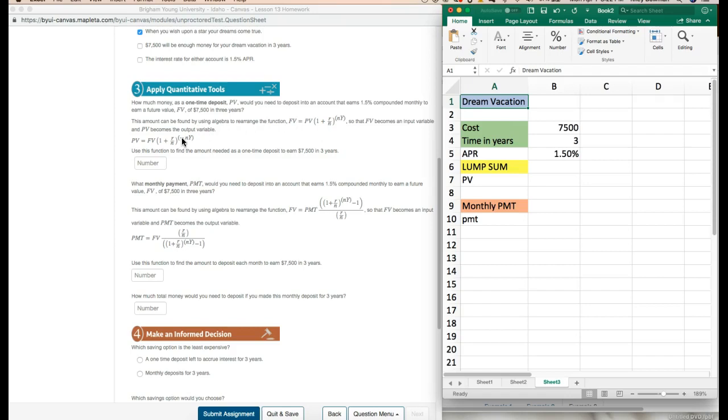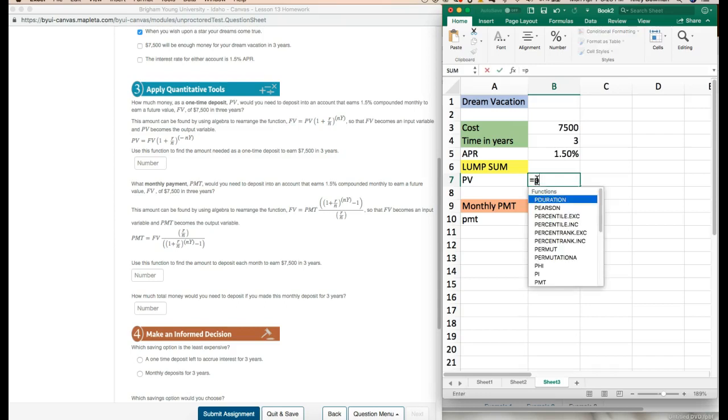If you'd like to see a more detailed algebraic workout of that, I could do that for you, but at this moment I'm not going to go through it. So we could do all of this and type it all in, or we can use Excel. So I'm going to do both ways. Use this function to find the amount needed as a one-time deposit to earn $7,500 in 3 years. So the first thing I'm going to do is do the Excel present value function equals PV, and then I'll go through and actually type it in as you can see in the equation here.